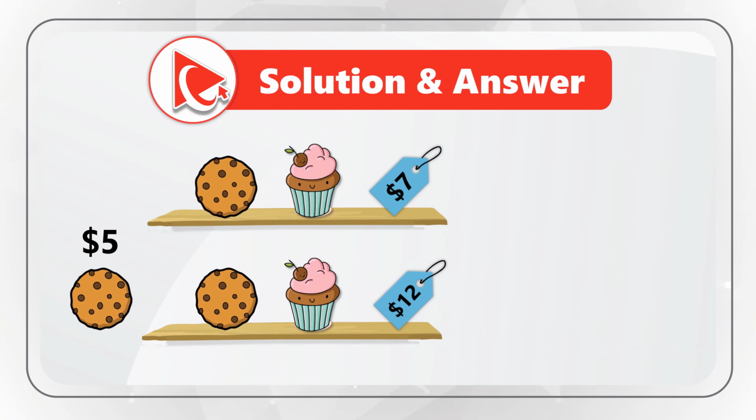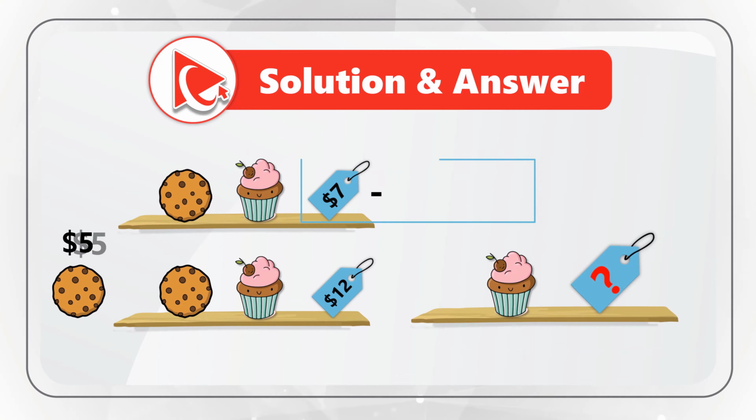Now we can easily calculate the price of cupcake by subtracting 5 from 7, which means that the total price of cupcake is 2. So the correct answer here is choice C, $2.